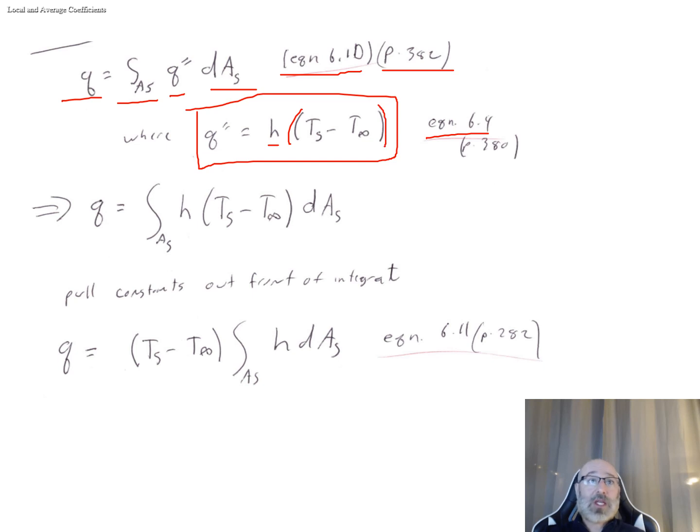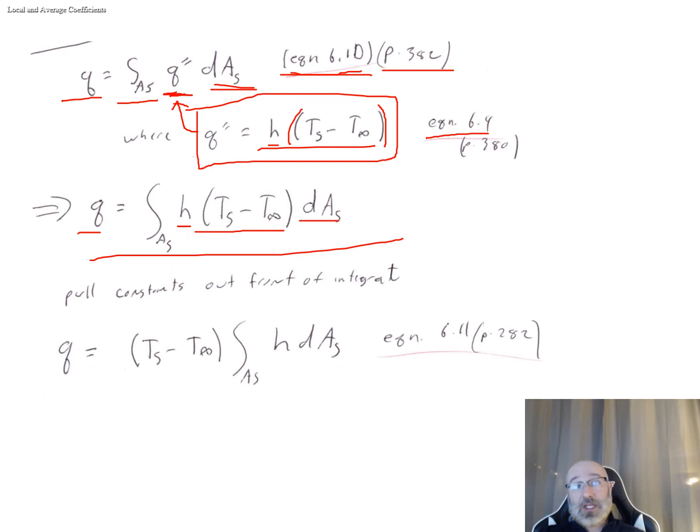So what we can do is take this relationship and plug it back into equation 6.10. If we plug 6.4 into 6.10, we end up with this relationship down here that q is equal to the integral over A_s of, now when we plug in for our q double prime, h times T_s minus T_infinity, times dA_s. The next thing we can do, since this is an integral, is pull out our constants. We already said that these are going to be constants, so we can pull these out in front of our integral.